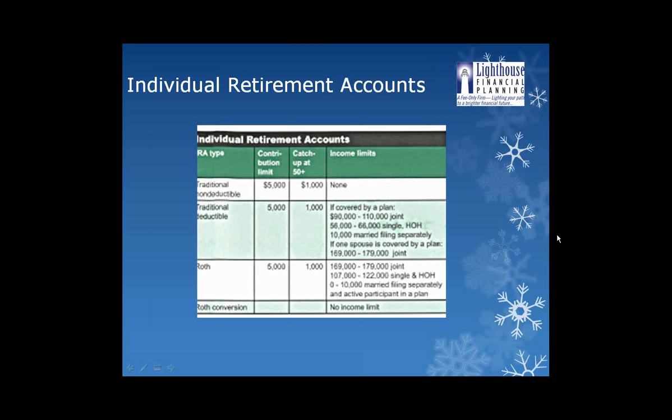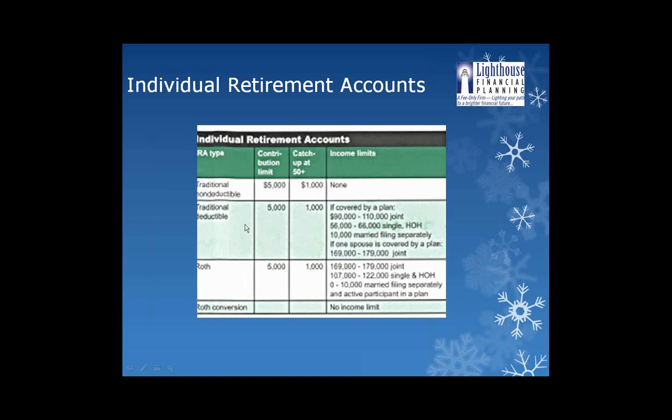Of course, we have our individual retirement accounts, or IRAs. The important point to note here is that income limits do affect whether you can make a contribution to some sort of a Roth, some sort of an IRA. There are three types that we like to talk about.